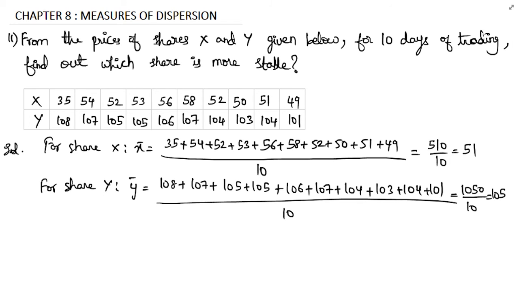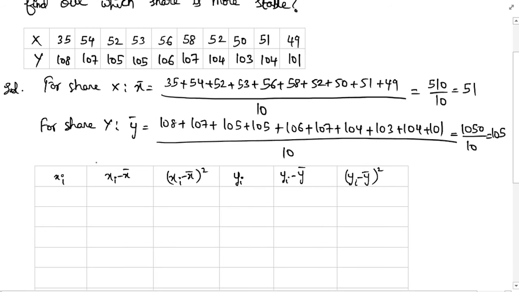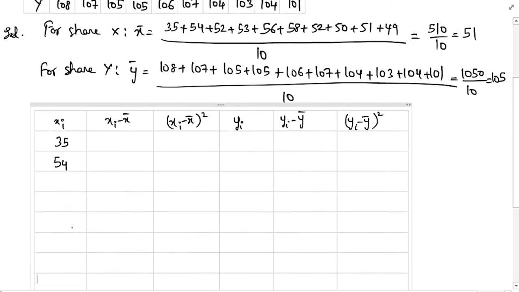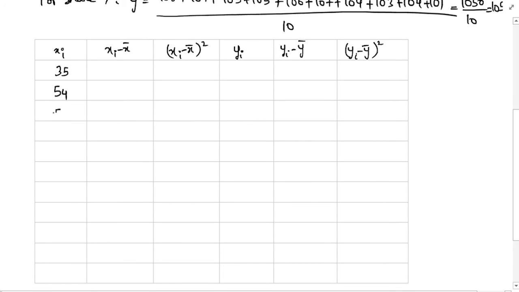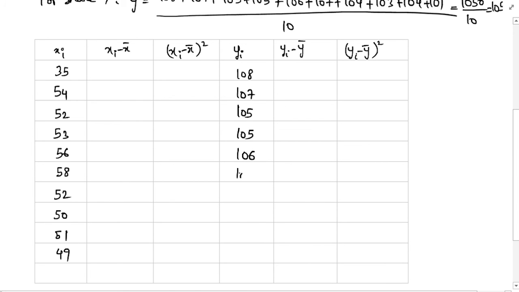Okay, so now we will construct a table. Okay, so I have constructed a table. Now we will write the x and y values in this. Okay, so x values are 35, 54, then this is 52, 53, 56, 58, 52, 50, 51 and 49.